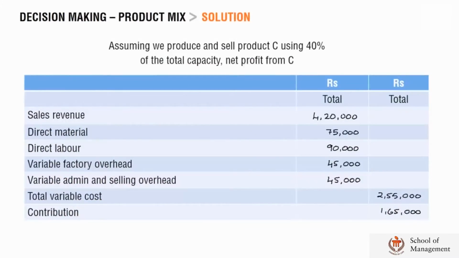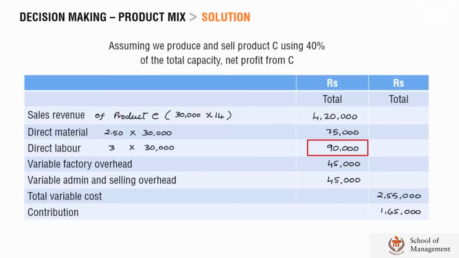Please note that the information given to us on C is converted into a profitability statement. Sales revenue is 30,000 units times 14 rupees, direct material is 30,000 units times 2.5 rupees, and labor is 3 rupees per unit into 30,000 units. Now, variable factory overhead and fixed factory overhead, we are told, have to be charged in line with product A, and therefore, since in the case of product A, it is 100% of labor, it is the same here, and so we take 90,000 rupees as the factory overhead, of which 50% is fixed and 50% is variable.